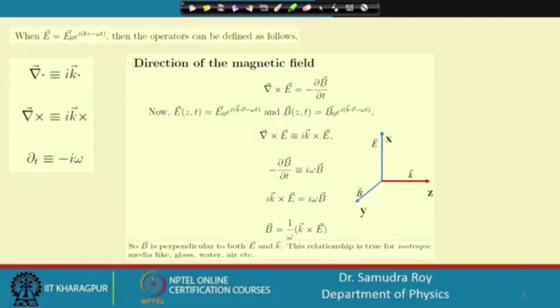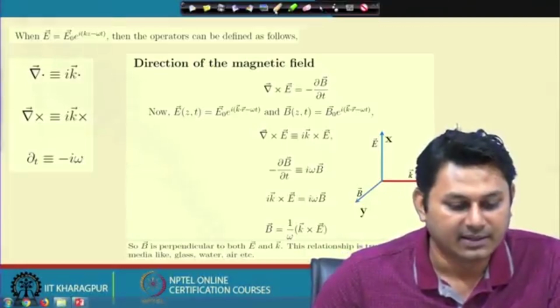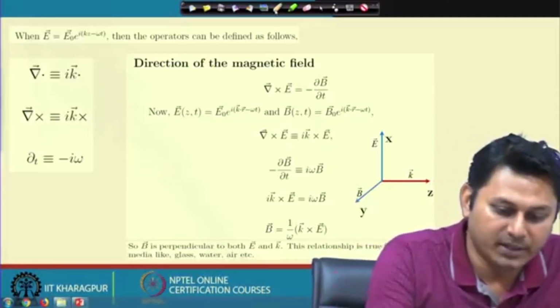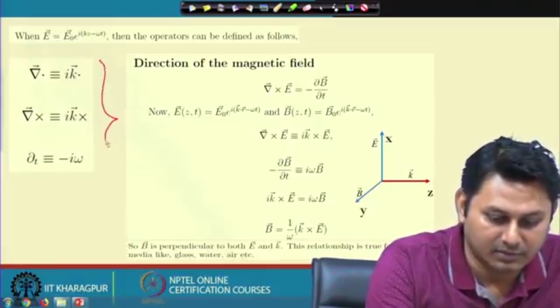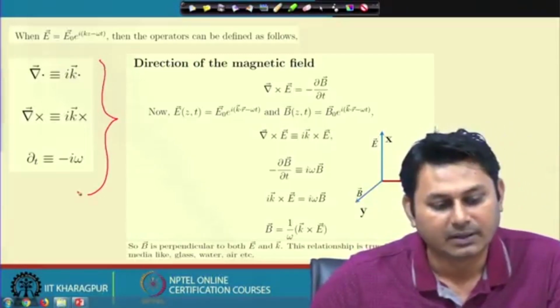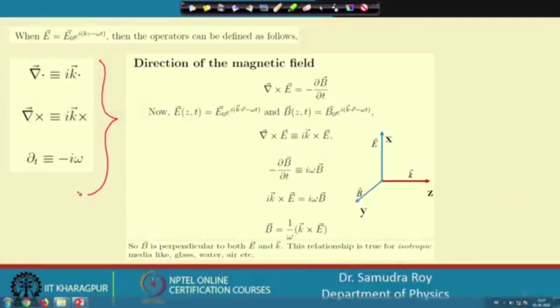Okay. So, one very important thing we would like to know now is the meaning of these operators. On the left hand side of this slide, you will find some operators given. These are the operators grad, dot, curl and del t. This is a very useful identity. So, if I operate these over the electric field which is in plane wave form, this will give me this quantity.